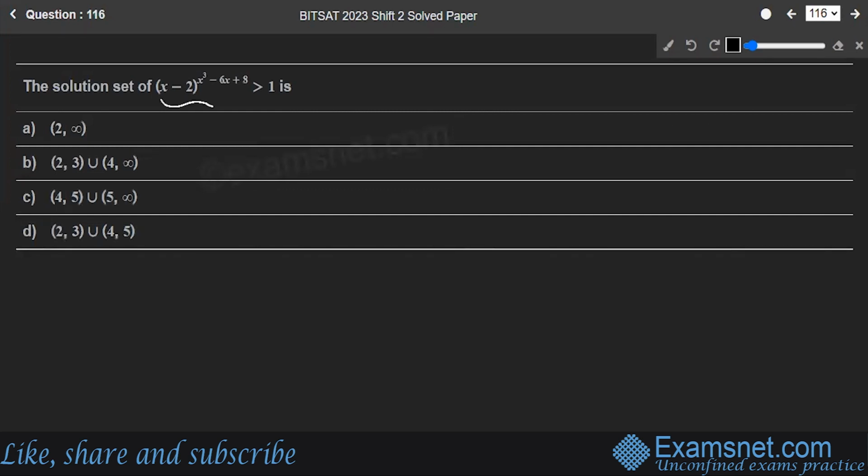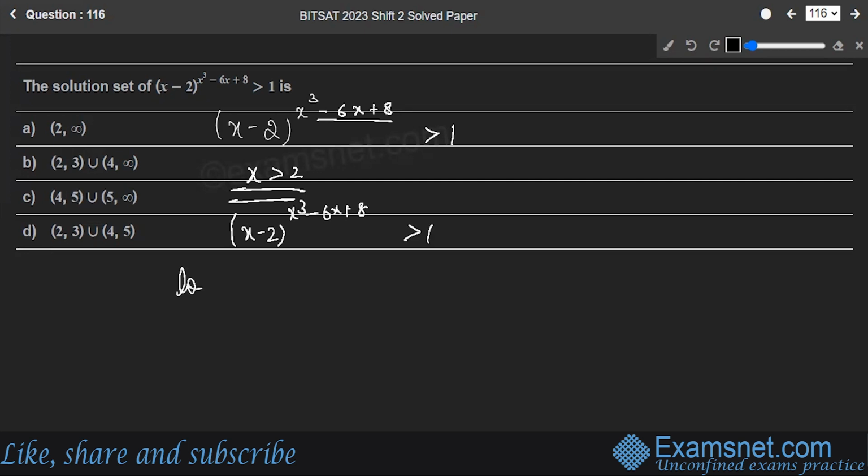The solution set of this is, see, let's write it down. You have (x minus 2) power (x cube minus 6x plus 8), this is greater than 1. So see, if this is greater than 1, then clearly x is greater than 2. Because if I'm saying this is greater than 1, then here can be. Now, if I'm writing the inequality, which is (x minus 2) power (x cube minus 6x plus 8), this is greater than 1, right?